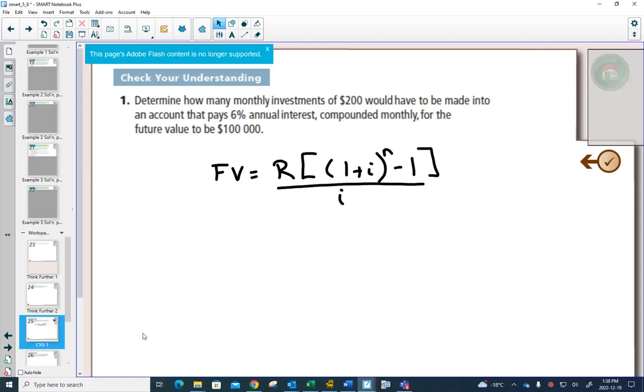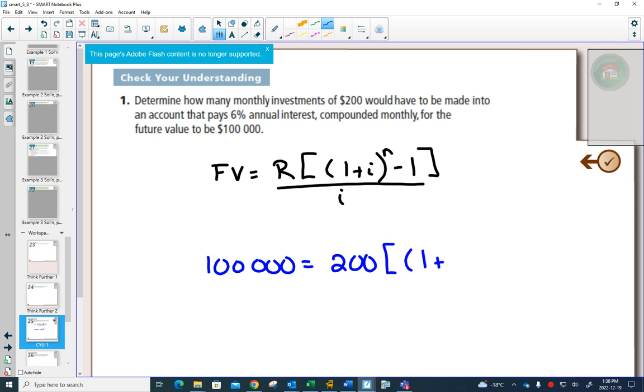The nice thing about logarithms is that when you get the question, they give you the formula and they describe what each thing stands for. So you would get not only this formula, but it says that FV stands for the future value. So in this question, it says the future value is $100,000. So we would know that we could write in $100,000 equals. They would tell you that R was your investments, and we're told that we're doing monthly investments of $200.